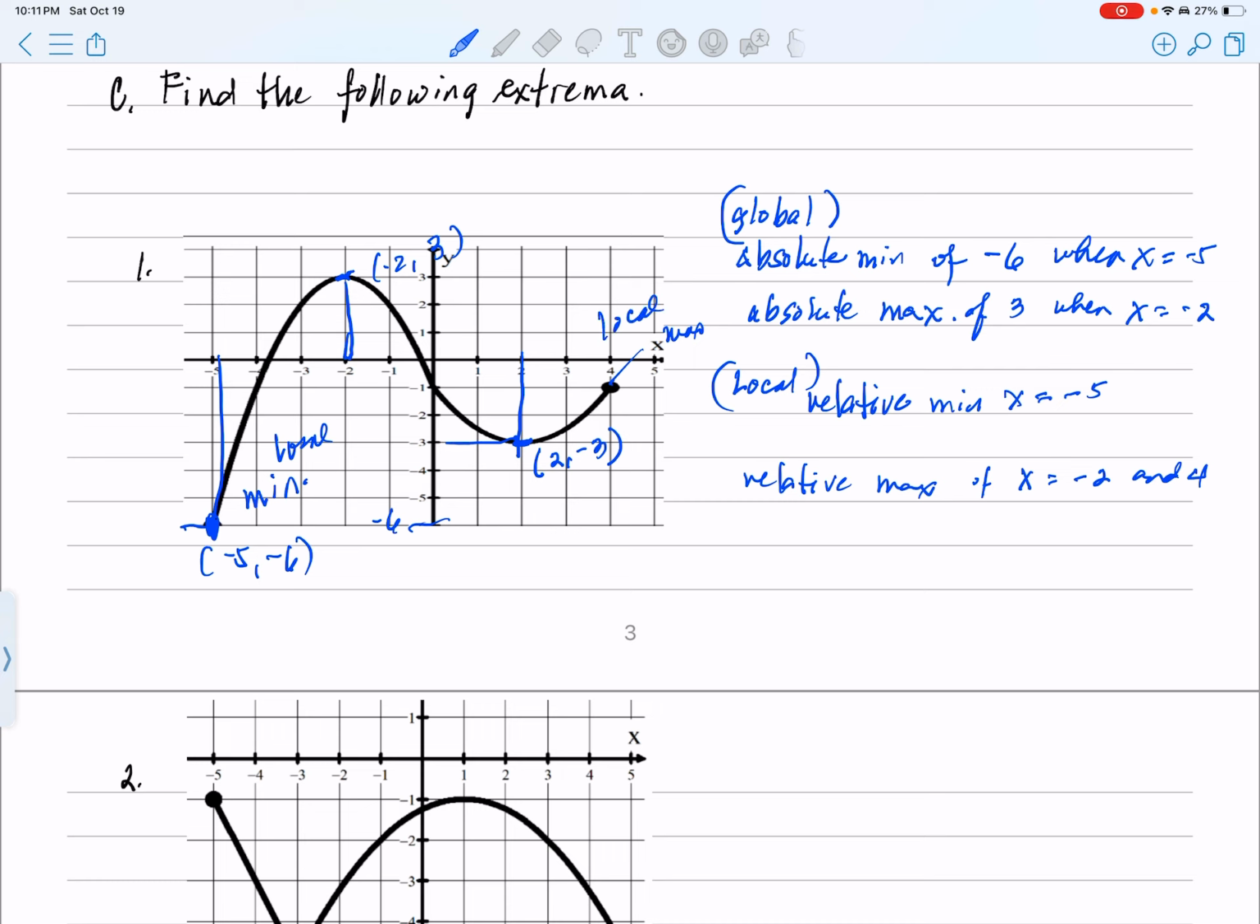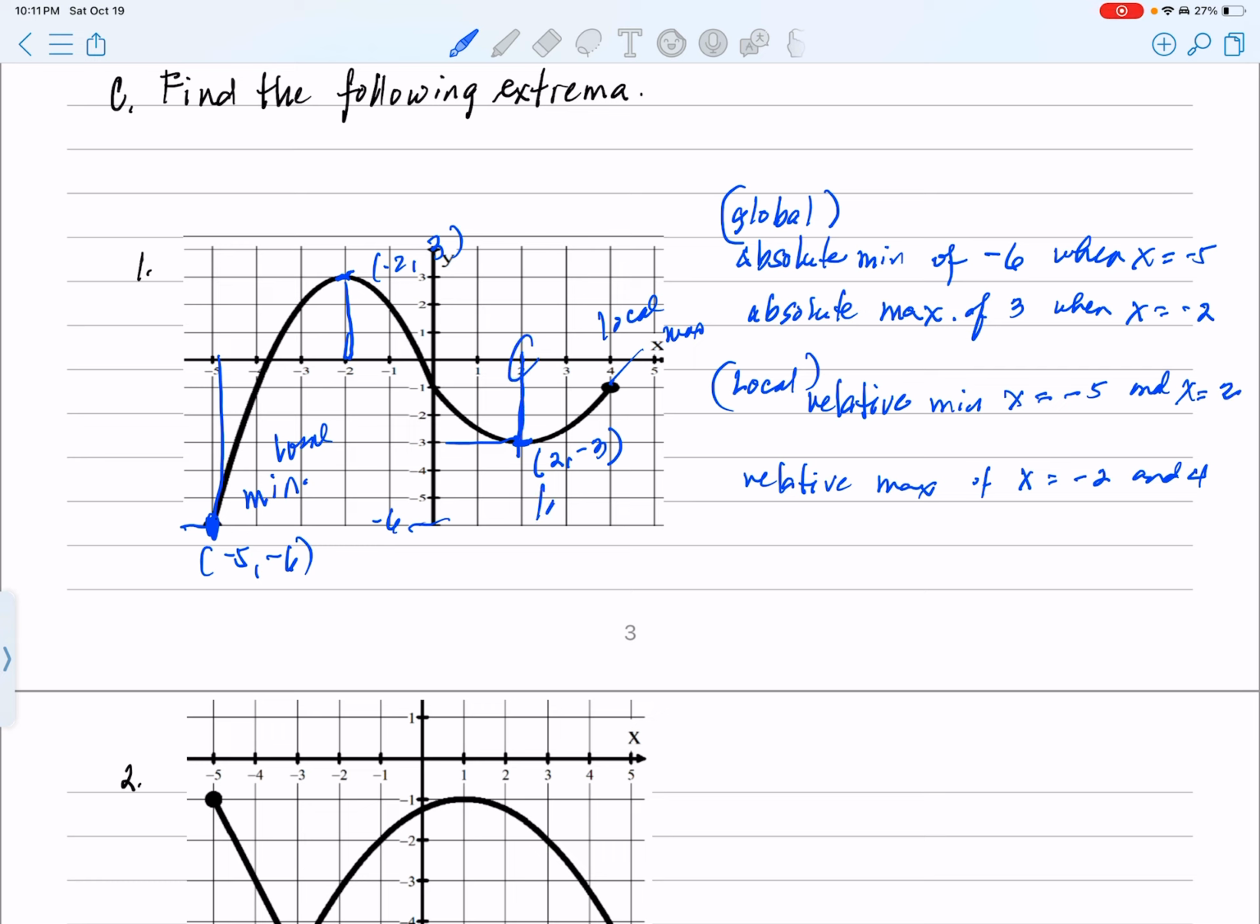Okay, this is local maximum. So when x is negative 5 and also when x is at negative 2, minimum. When x is 2, right here. Okay, this is the maximum when x is at negative 2 and at 4. That is the local maximum.